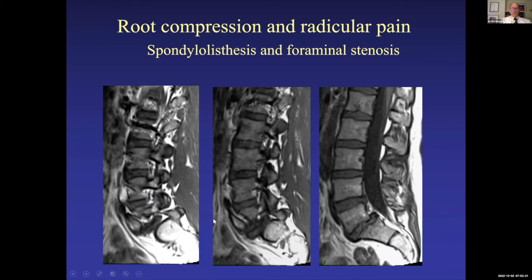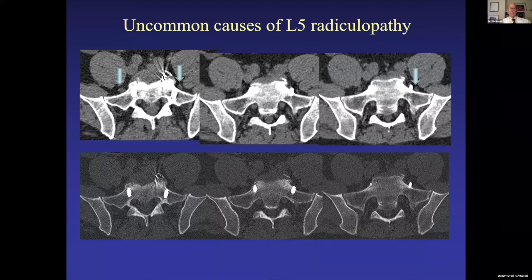Notice that when one vertebra slips in front of the other one, the foramen gets narrowed more than the central canal. So spondylolisthesis is often associated with nerve root compression and radicular pain related to compression within the intervertebral foramina.